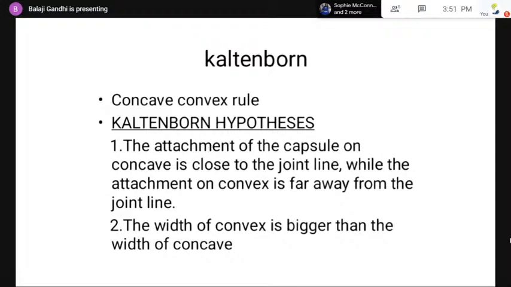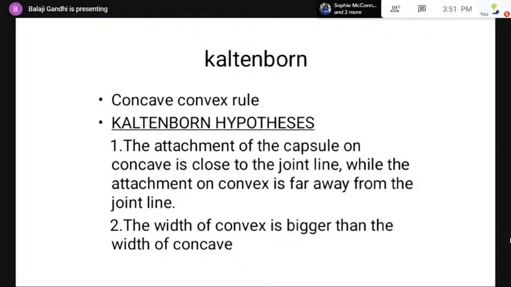Okay. So when a convex surface moves over the concave, the gliding takes place in the direction opposite to the osteokinematic movement. When the concave moves over the convex, both the gliding and the osteokinematic movement are in the same direction. This is the concave convex rule. It is told by Kaltenborn.